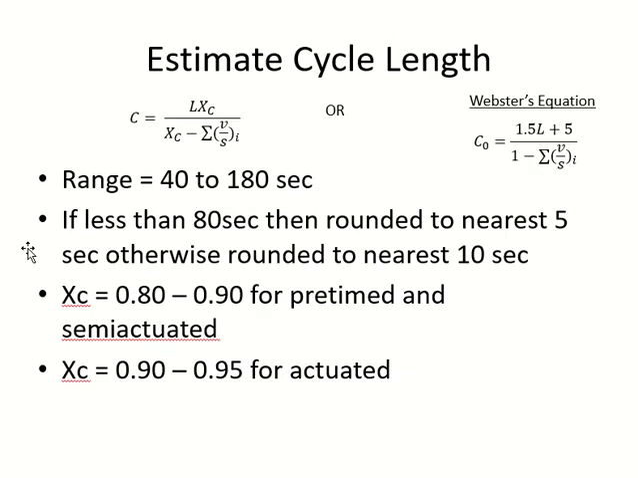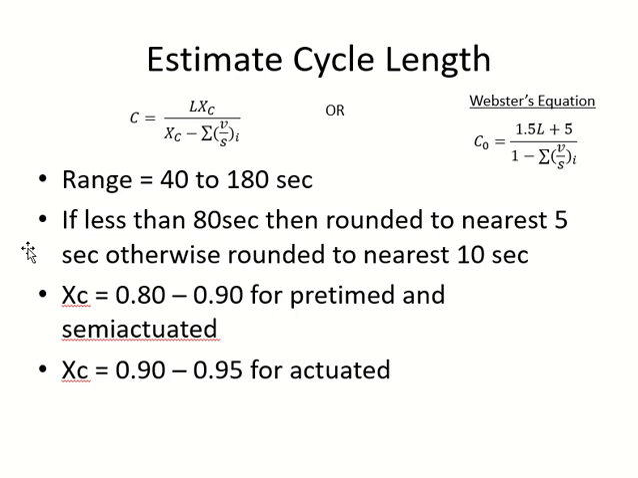Then we can calculate the cycle length. This is the equation which we have used previously as well in the previous course. This is the equation which comes from the lost time. And this is the equation which they came up with somehow. It's an empirical equation. So Mr. Webster, he was sleeping one night, and when he woke up, he just came up with the equation.